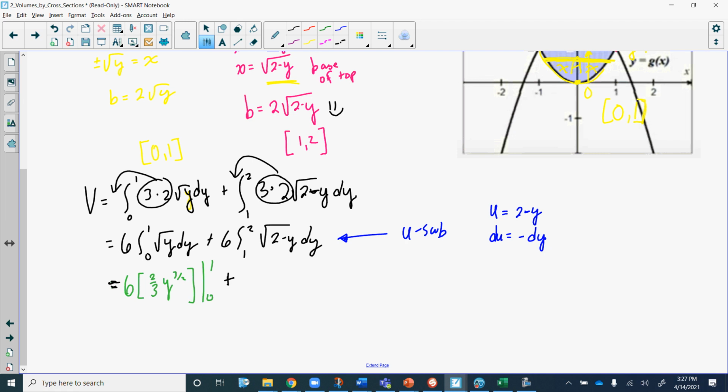And that doesn't match here. We've got to get rid of that negative, so that'll be negative du is equal to 1 dy. So there we go. Now we have things matching. So when y is equal to 1, what is u going to be? So 2 minus 1 would give me a 1 for u. And when y is equal to 2, the upper bound, what would u be? So 2 minus 2 gives me u to be 0. And if we notice here, the upper and lower bound wound up switching.